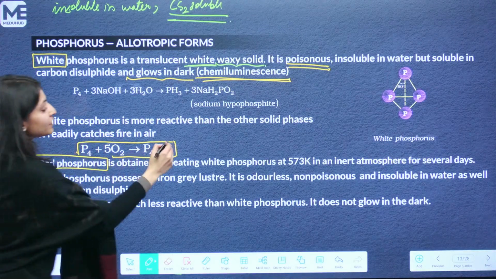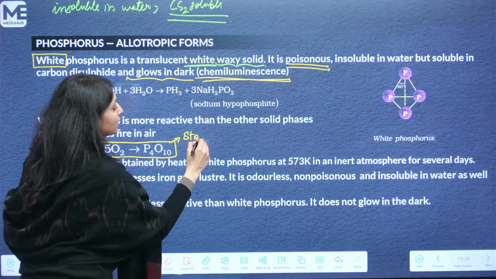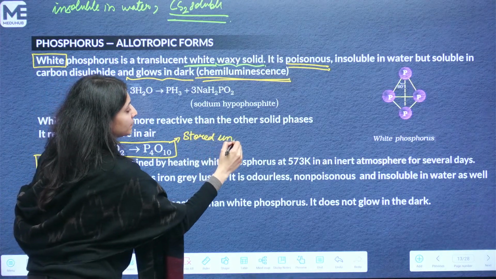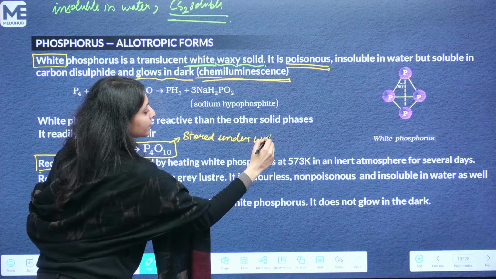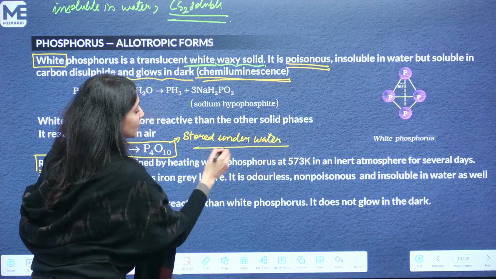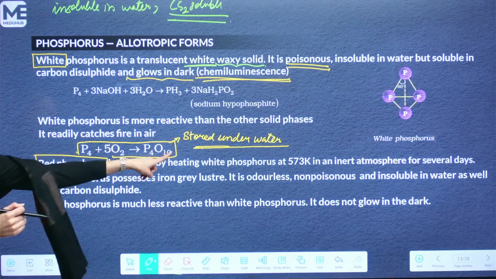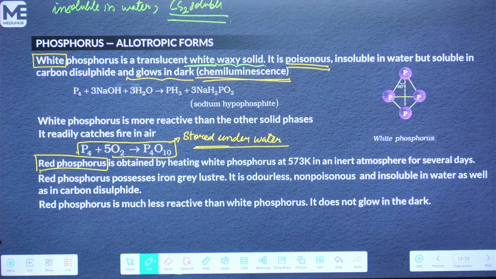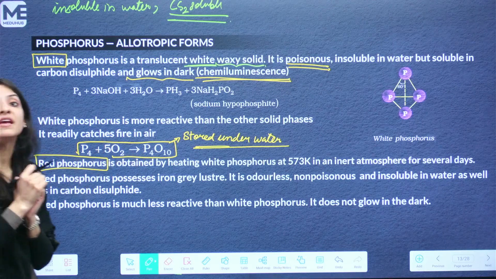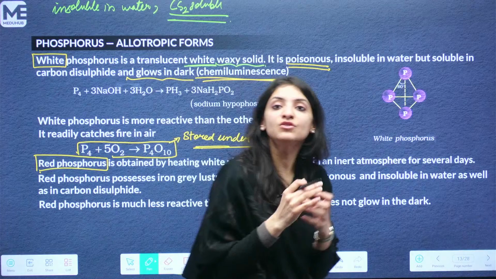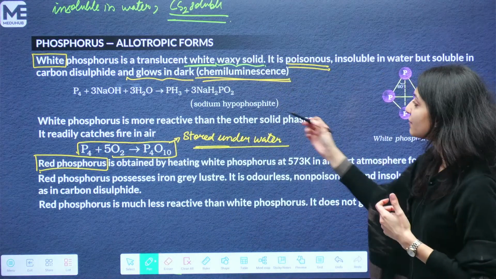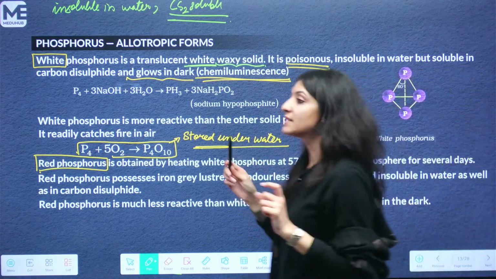Now, because of this, it is stored under water. To prevent the reaction, because water से वो react नहीं करता, air में वो spontaneously fire catch कर लेते और P4O10 बन जाता है, that is the oxide of phosphorus. अब ये spontaneously air में क्यों react करता है? Why is it so reactive? ये इतना ज़्यादा reactive इसलिए है because it has an angular strain.